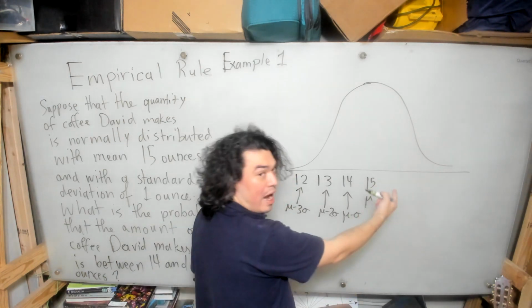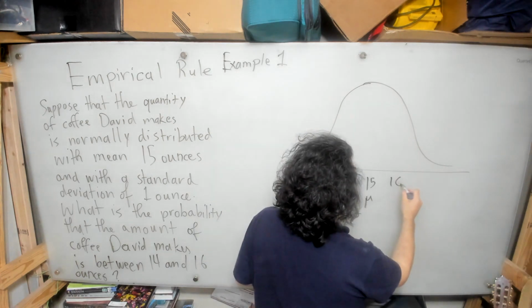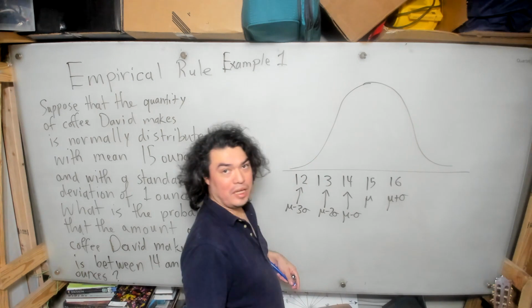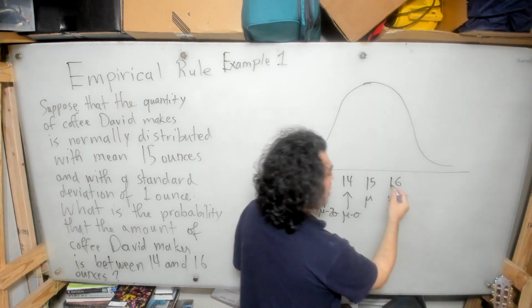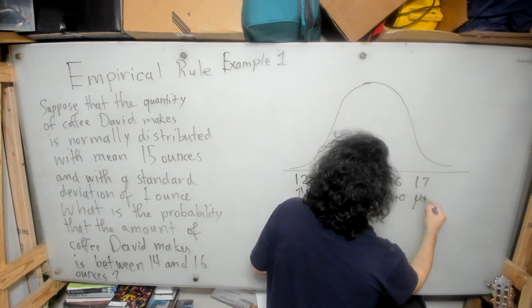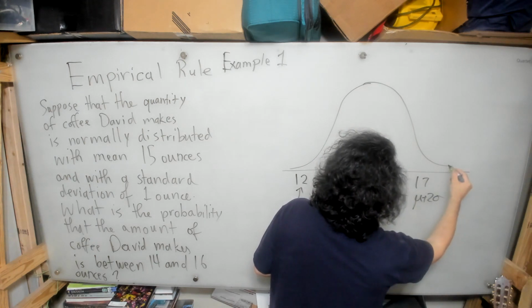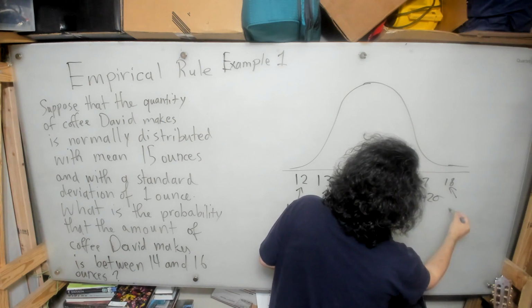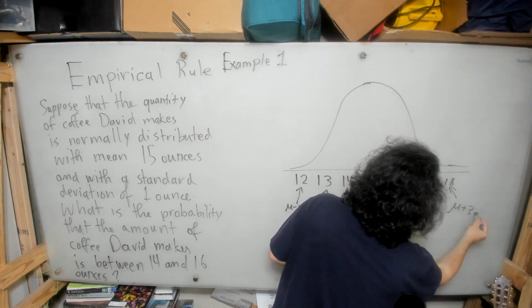Similarly, I can add 1. I get 16. That's mu plus sigma, in other words, the mean plus 1 standard deviation. I can add another standard deviation. I get 17 over here. That's the mean plus 2 standard deviations. And then finally, 18. That corresponds to the mean plus 3 standard deviations.